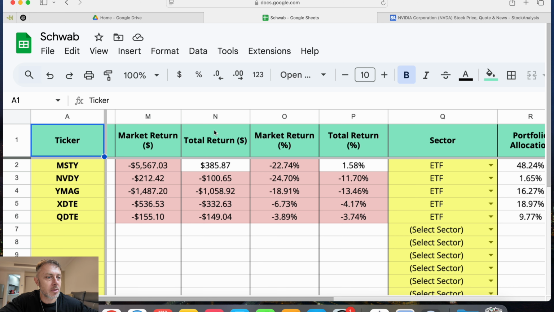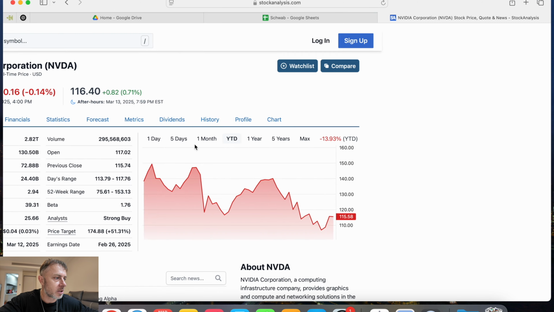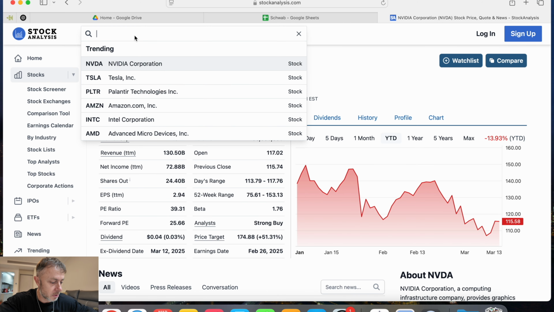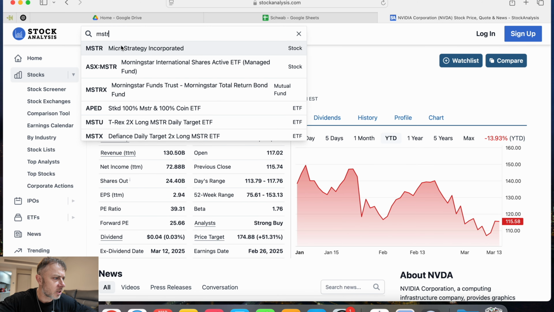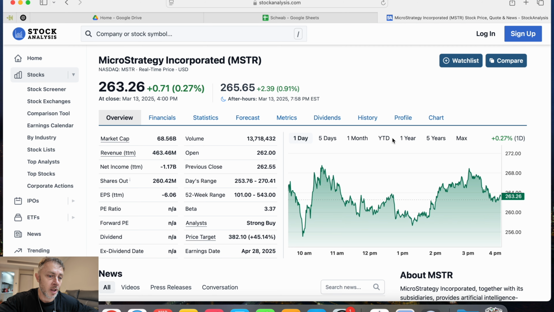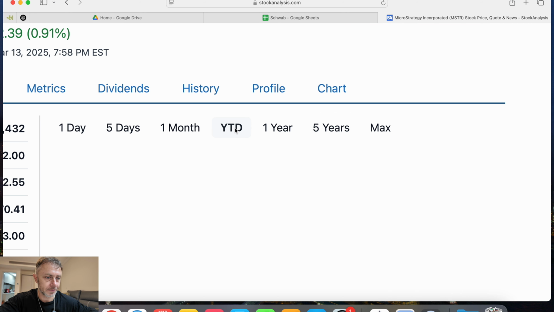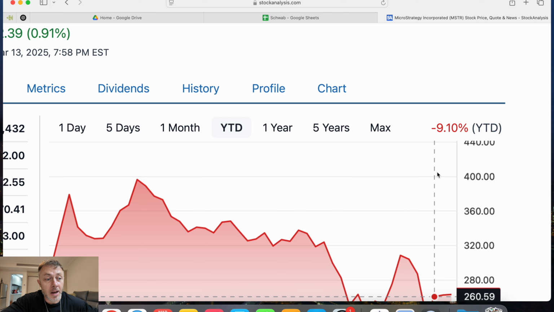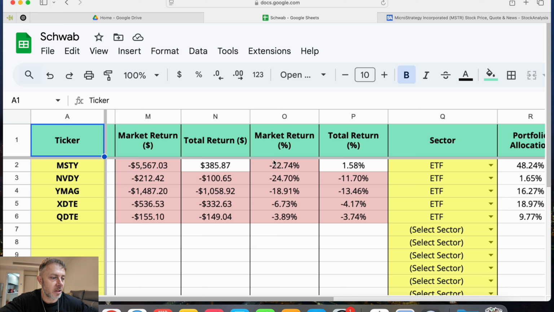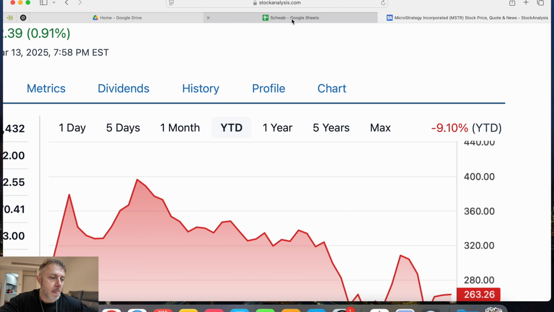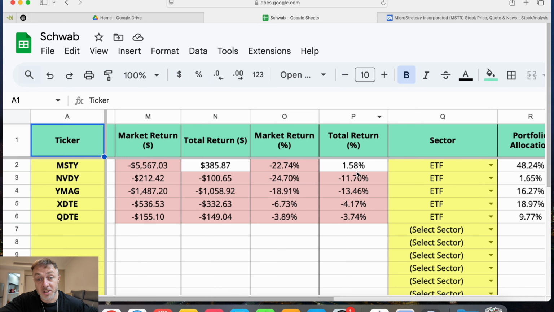But let's do a quick comparison with Misty real fast, just for fun. I'm just curious, because I haven't looked at this myself either, to be honest with you. MSTR, MicroStrategy, let's see. Well, they have a good looking chart, kind of. Year to date, minus 9%. And look, my market return on Misty is minus 22%. So it's down actually more than double what the underlying is down. And see, the total return though is positive because the dividends are so huge.